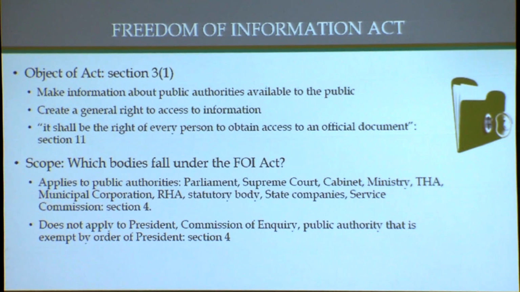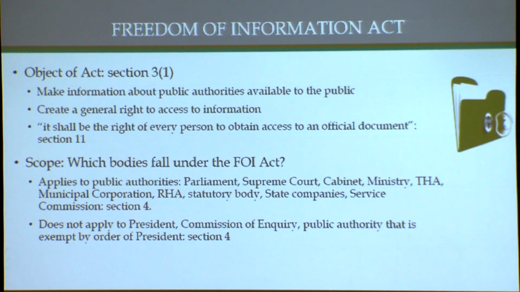So the scope of the act, if you look at it, you will see that a lot of bodies fall under the Freedom of Information Act, and a lot of the information that you may want as an advocate would fall under the scope of a public authority. So once you are a public authority and the act defines what that is, then you have an obligation, if a citizen makes this request, to get them the information that they need.